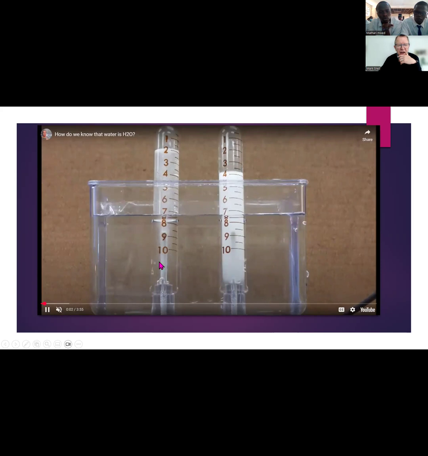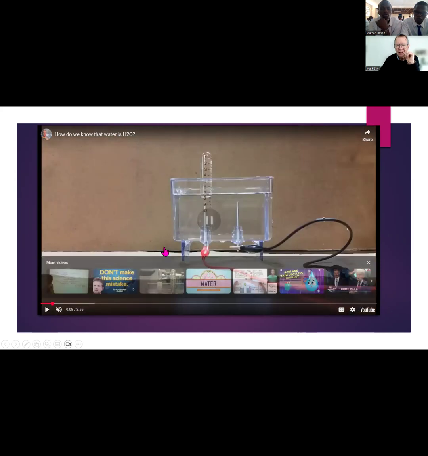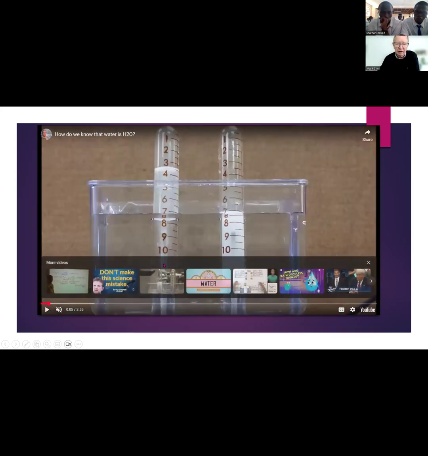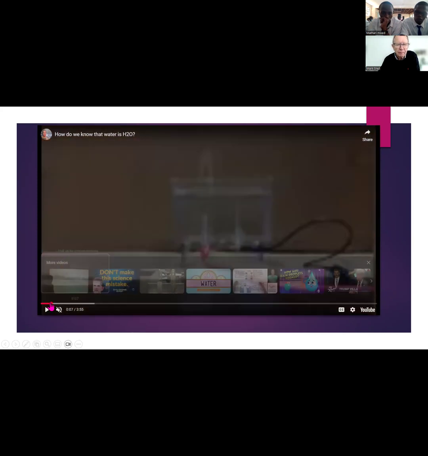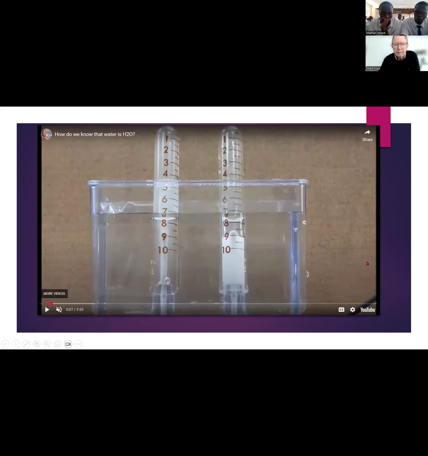So here is a speeded up version of the gases being produced. And we'll see it again in just a minute. But here it is. Watch this. This is speeded up. But as you can see, one of the tubes has much more gas in it. The gas has gone all the way down to there, whereas in the other one, the gas has only gone down to about there. So this is the electrolysis of water. One of them is producing like 8 cubic centimeters and one of them just over 4.